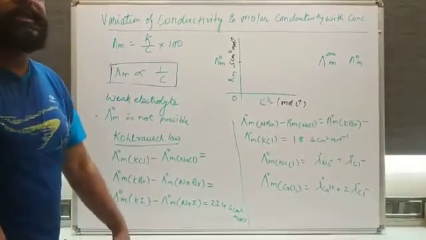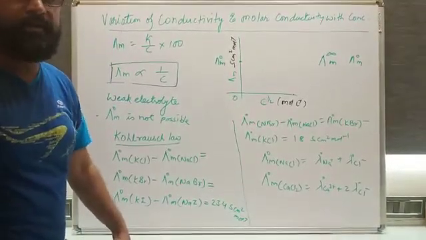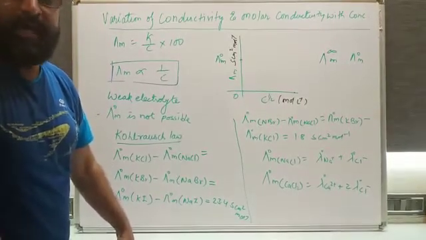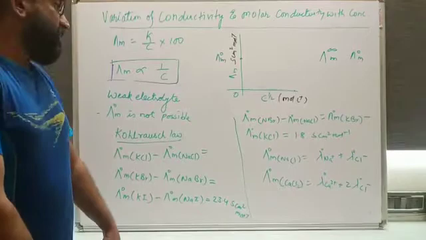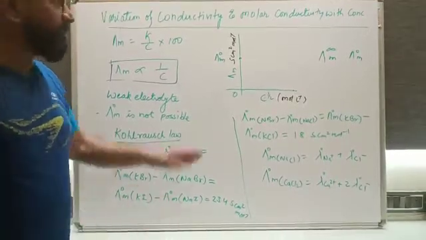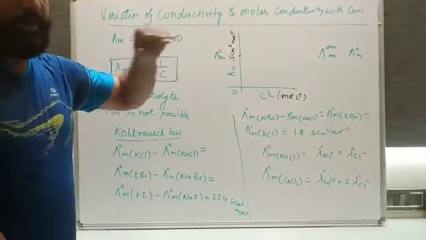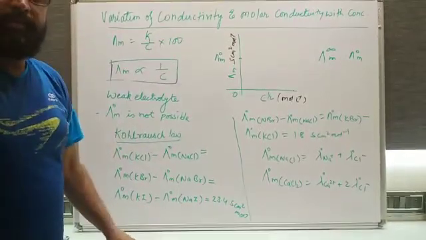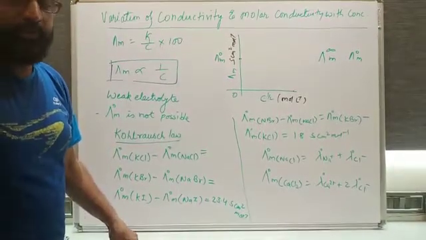So in the strong electrolyte, you have seen that we can obtain the limiting molar conductivity by infinite dilution. But coming to the weak electrolyte, we have seen by drawing the graph that we can find the limiting molar conductivity by extrapolation of the graph.